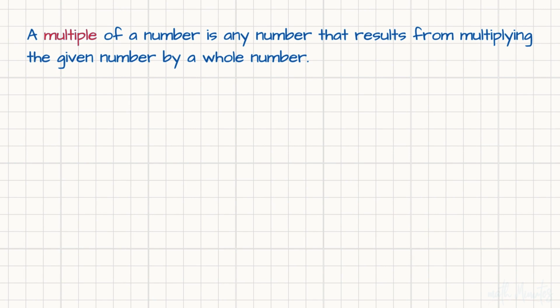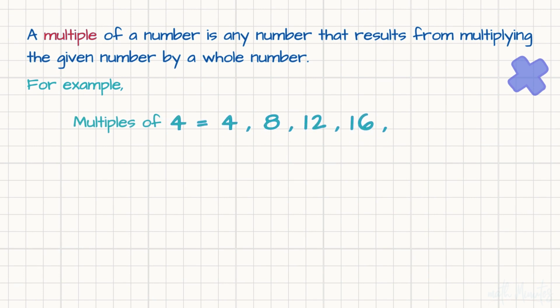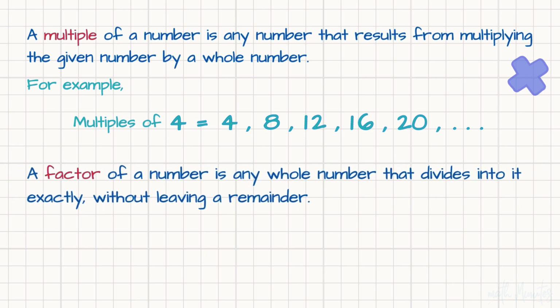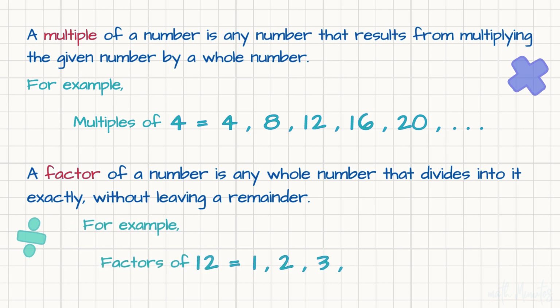Multiples are numbers that are obtained by multiplying a given number by any whole number. For instance, the multiples of 4 are 4, 8, 12, 16, 20, and so on. In other words, the multiples of 4 are simply the numbers in its times table. Factors, on the other hand, are whole numbers that divide into a given number without leaving a remainder. The factors of 12 are 1, 2, 3, 4, 6, and 12.